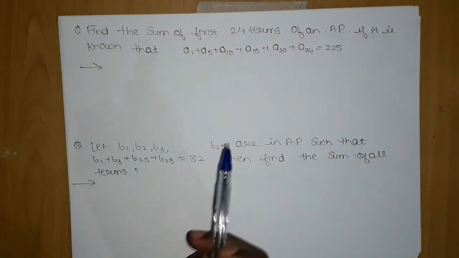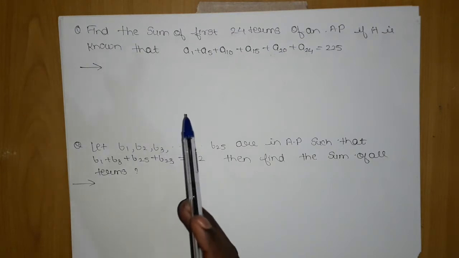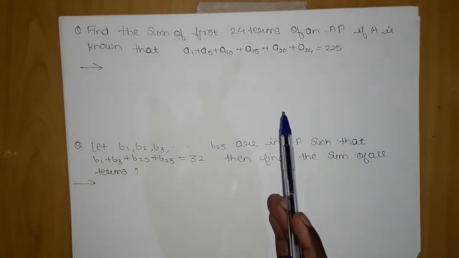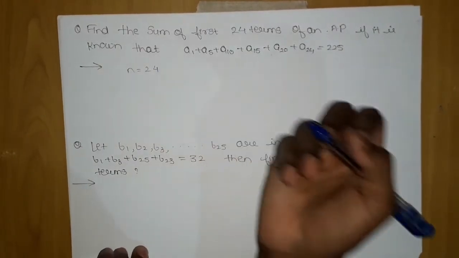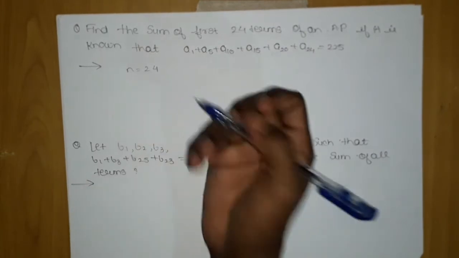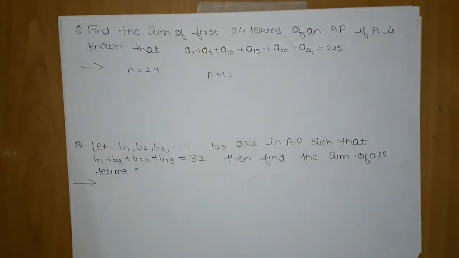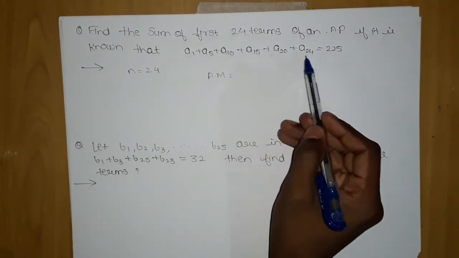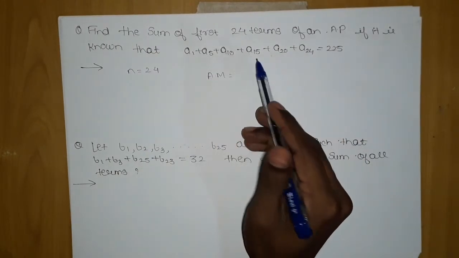Find the sum of the first 24 terms. They are telling the sum of the first 24 terms of an AP if it is known that a1 plus a5 plus a10 plus a15 plus a20 plus a24. Now n, the number of terms in this sequence or series, is nothing but 24. Now AM is what? You can take any term from the start and back, and its subscript sum should be n plus 1. N is 24, so the sum of subscripts should be 25. So here 1 plus 24 is giving 25, 5 plus 20 is giving 25, 10 plus 15 is giving 25.